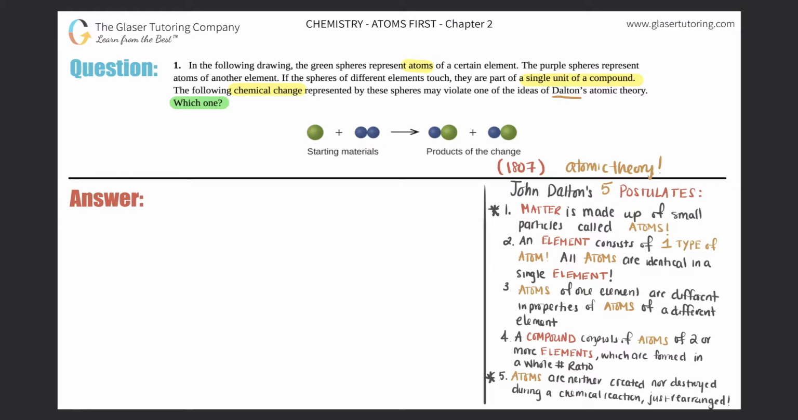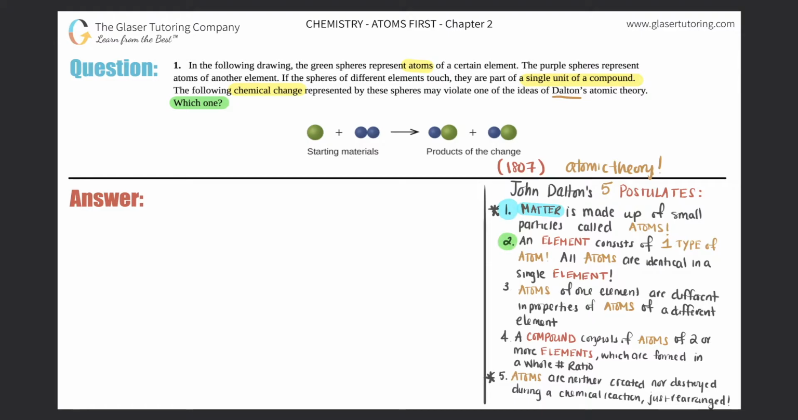So postulate number 1. Matter is made up of small particles called atoms. Okay, so now we should know that everything is made up of atoms, and that is classified as matter. That we learned in chapter 1. So Dalton was the first one, I think, who published that.